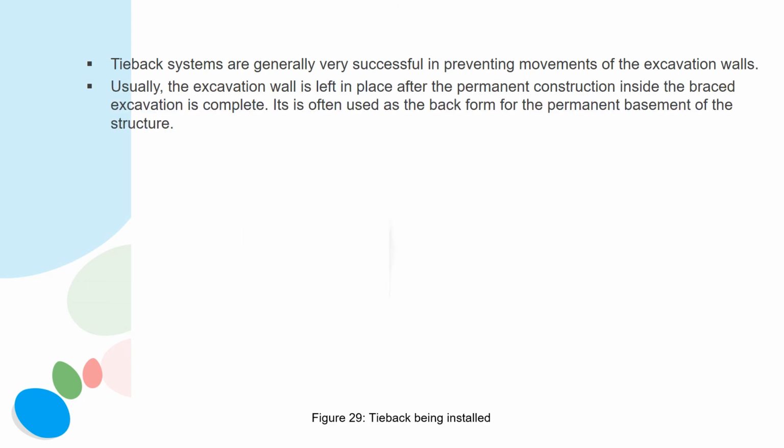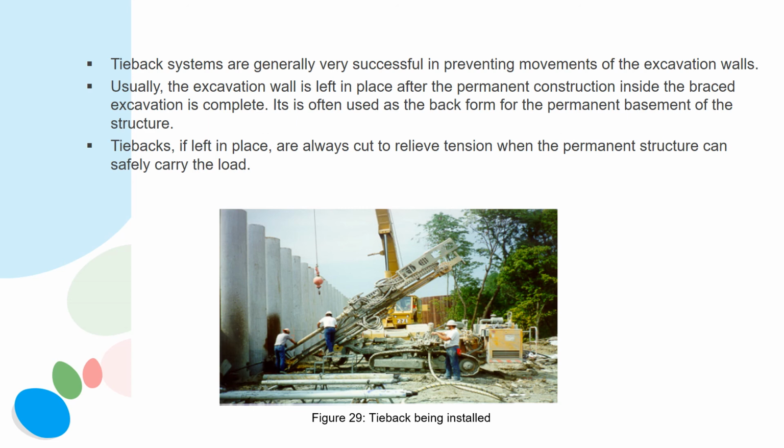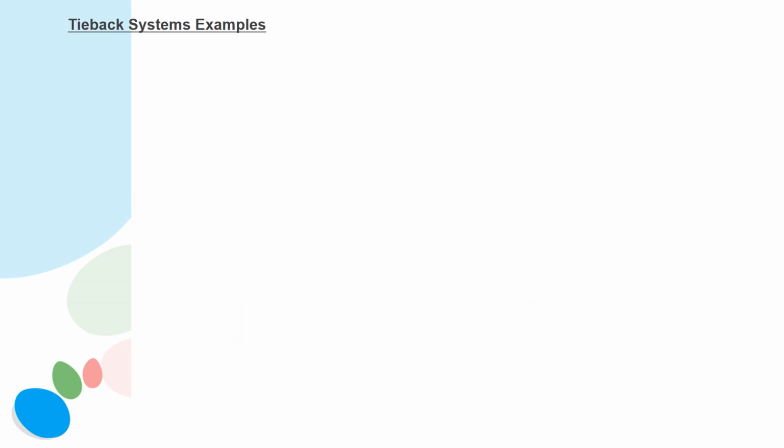Usually, the excavation wall is left in place after the permanent construction inside the braced excavation is complete. It is often used as the back form for the permanent basement of the structure. Tiebacks, if left in place, are always cut to relieve tension when the permanent structure can safely carry the load. Figure 39 shows a tieback being installed, an example of tieback systems.